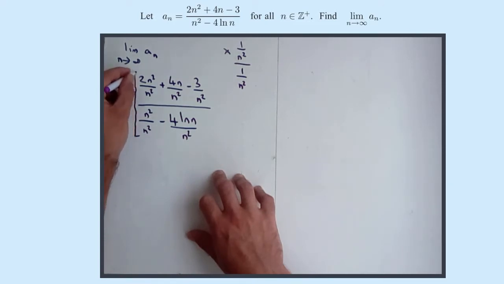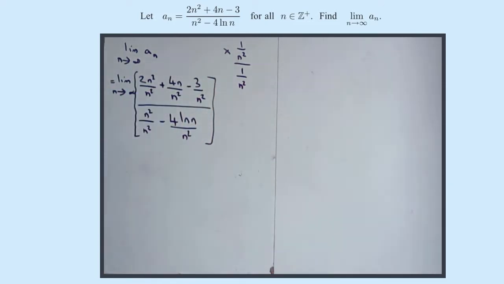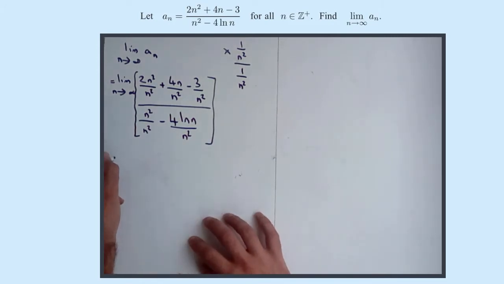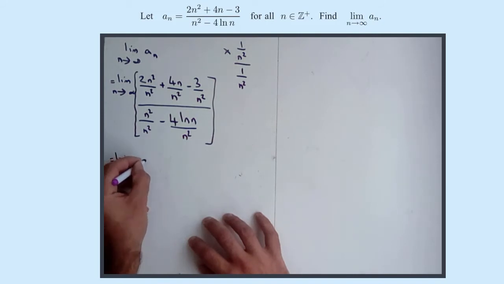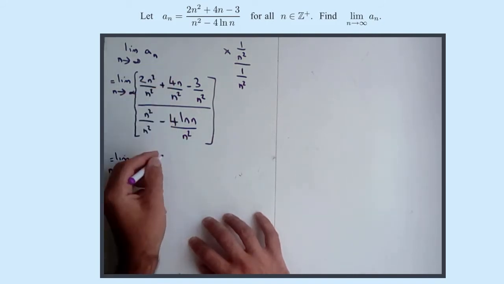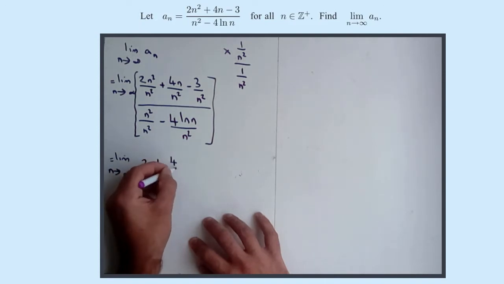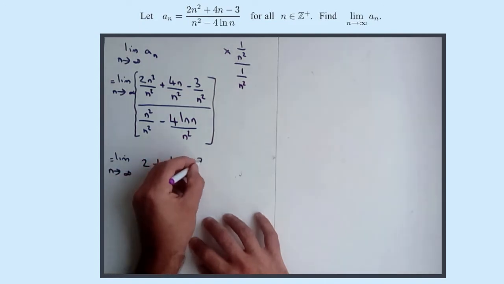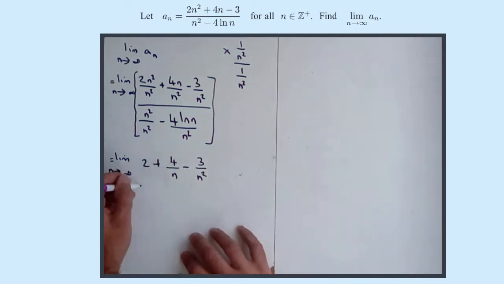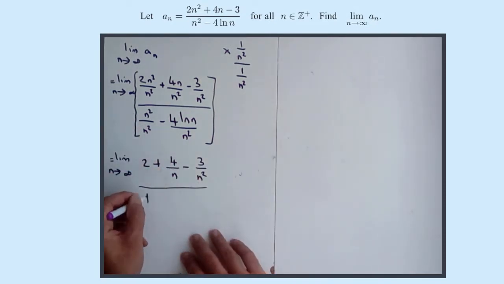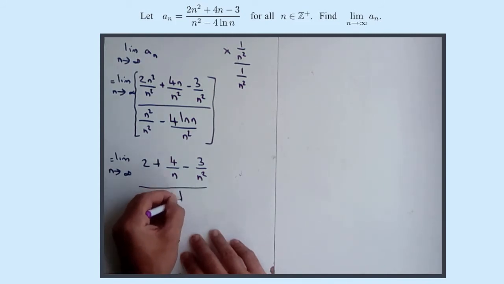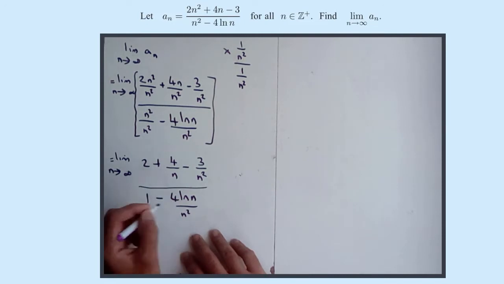So the limit of all of that, I think we need a bracket. Most of this will tidy up, and there's probably only going to be one bit that we're going to have to do some more work on. So now this equals the limit as n approaches infinity of, well, 2n squared over n squared is just 2, so 2 plus 4n over n squared is 4 over n, minus 3 over n squared, over, well, n squared over n squared is 1, and this is minus 4 ln n over n squared.